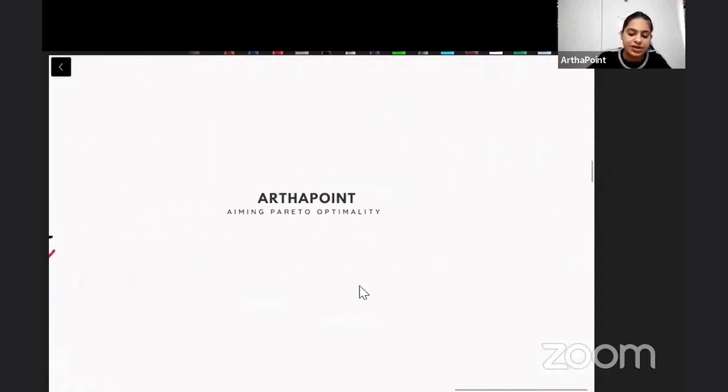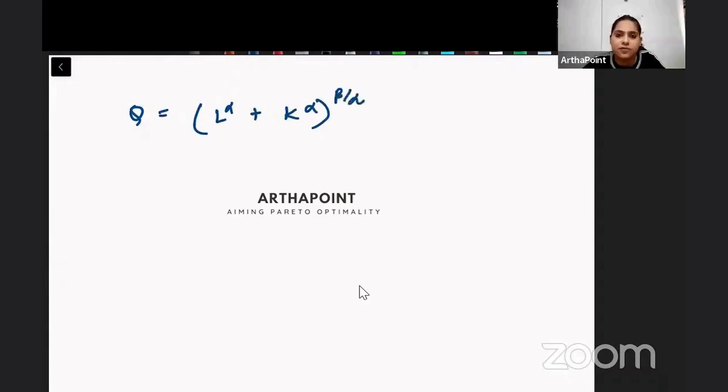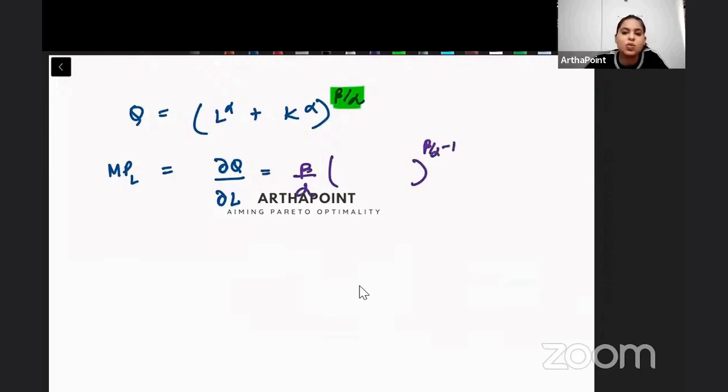Okay, now let's find MPL and MPK. So my Q is (L^α + K^α)^(β/α). MPL is how Q changes as labor changes. I have to differentiate this with respect to L. When I do that, what will I get? The power will come down, β by α. This whole thing will be to the power β by α minus 1, into, I have to apply chain rule, differentiation of only this. So it is going to be α L^(α-1).